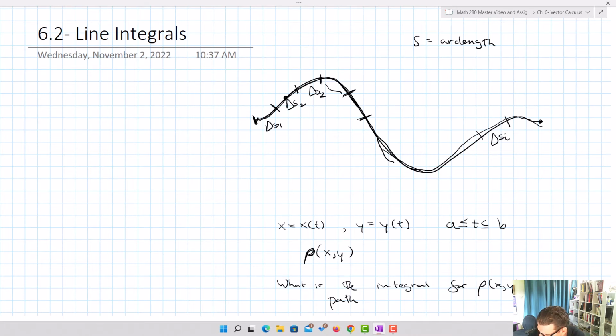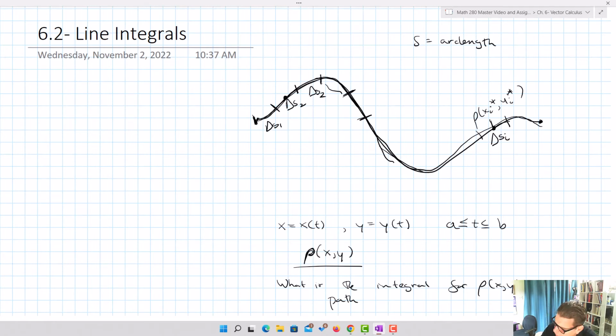Now what we do is we're going to find within this region rho of xi star, yi star. Okay? And that's the value of our function, remember, the thing that we're looking to integrate, wherever it's located upon that path. So whatever value it is in the xy plane, that's going to be the value of our function.